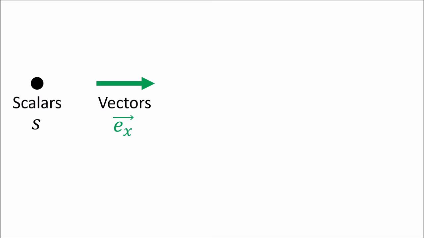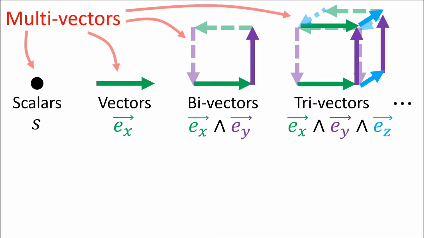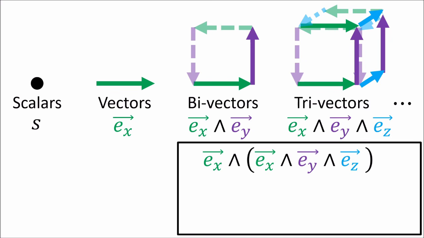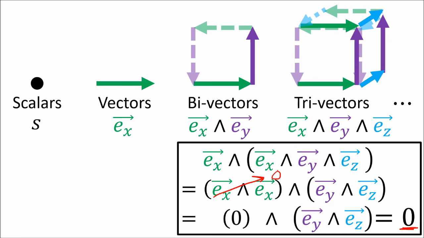If we continue using the wedge product, we can build higher dimensional multivectors, like trivectors, quad vectors, and so on. However, we can't keep going up forever. In 3 dimensions, for example, the trivector is the highest we can go. If we include an extra wedge product, the result will always go to 0, because we'll always have a vector wedged with itself somewhere.